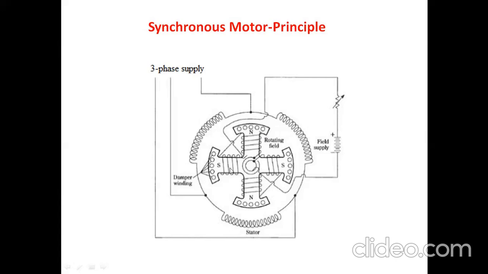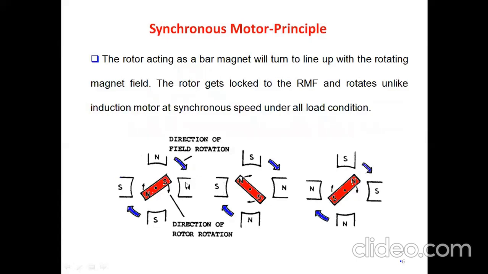So at the same time, we are giving separate DC excitation to the rotor. The rotor is an electromagnet, so it gets energized, and a separate RMF is generated in the rotor also. So the stator has its own RMF and the rotor has its own RMF. When both rotating magnetic fields reach equal speeds, what will happen? The magnetic locking will take place between the stator and rotor poles. Once the magnetic locking takes place, the synchronous motor is operating under synchronous speed condition.